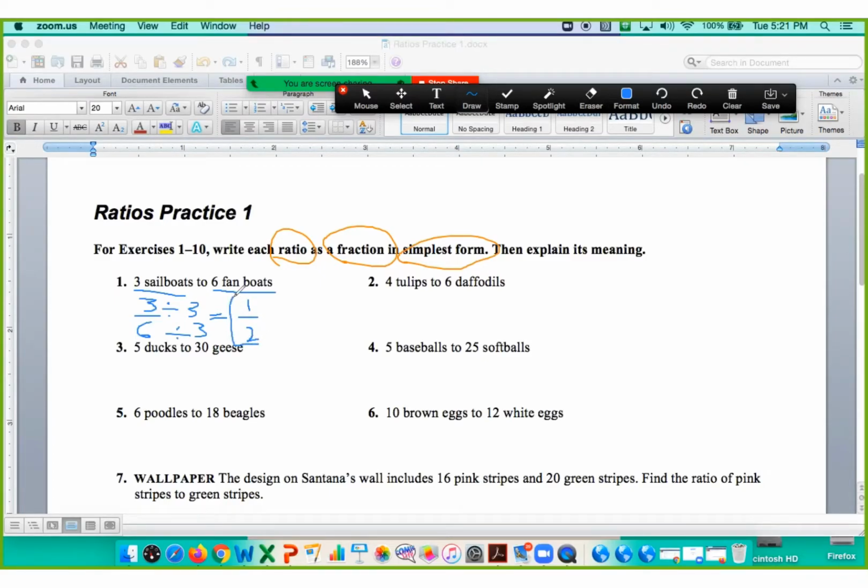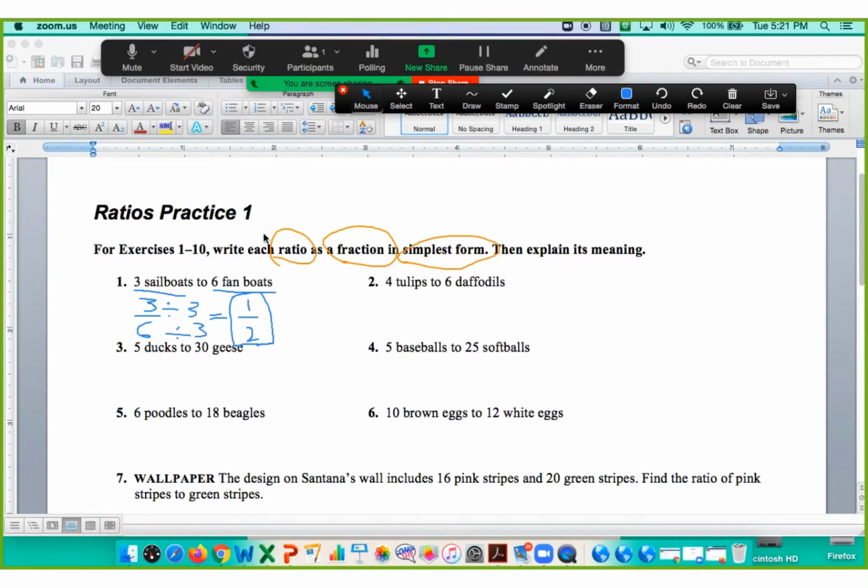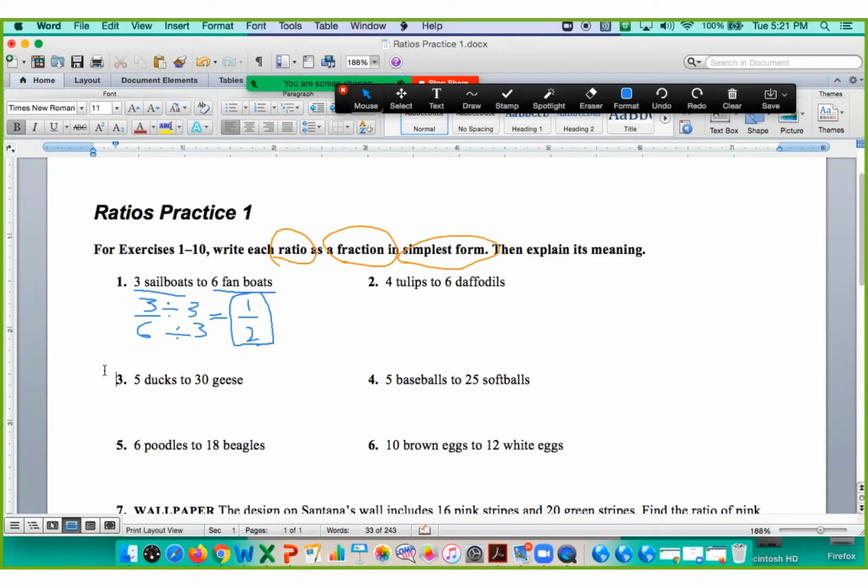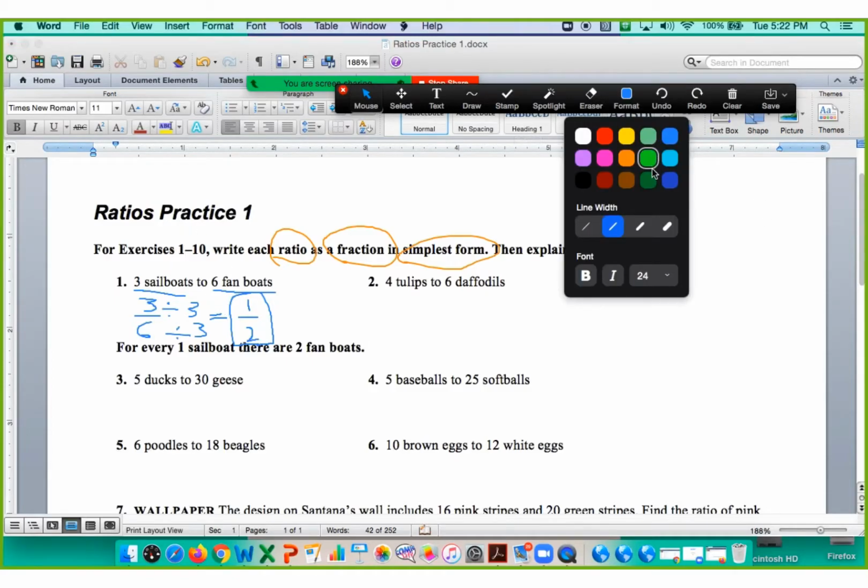So look, it comes out to 1 to 2. So what does that mean? It means for every 1 sailboat, there's going to be 2 fan boats. All right, so I'm going to type that for you guys so it's there. All right, a little bit slow typing there. Sorry about that.